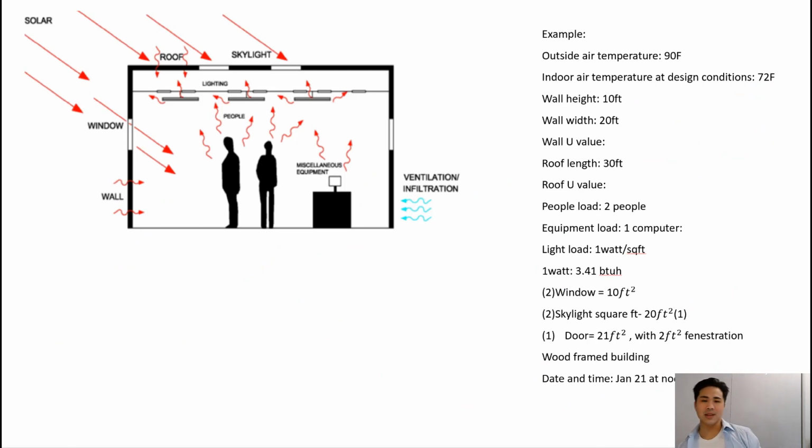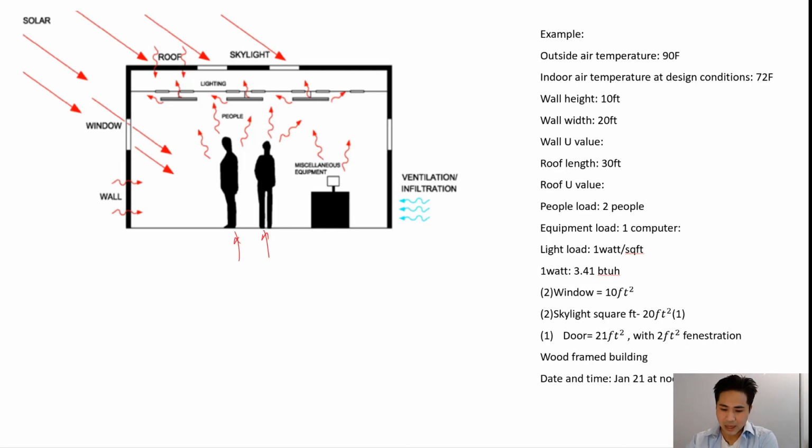Okay, so in this example, we have a house, and it's a small house. It has two people inside. It has a computer, some skylights, a window, and also a door. The door, you're not going to see it in this picture, but let's say the door is here, and there's a glass portion in the door as well.